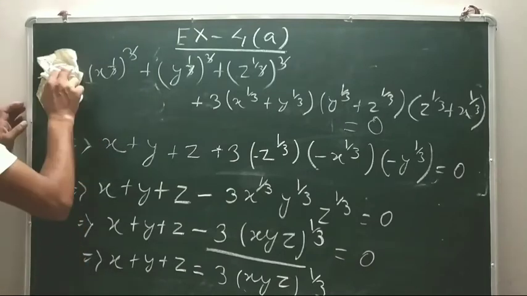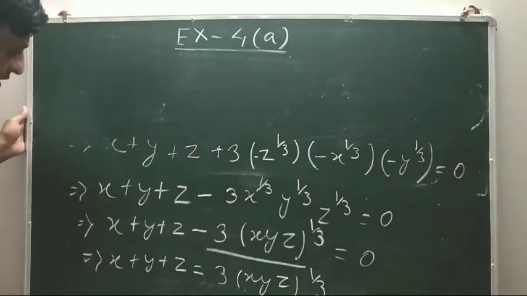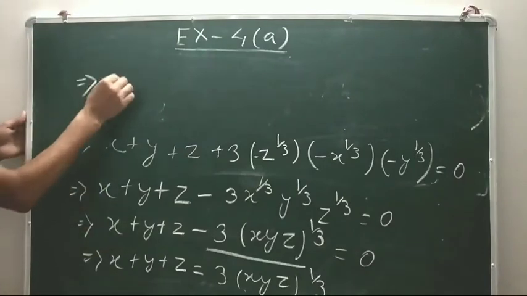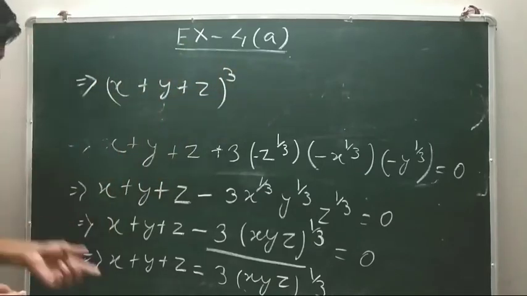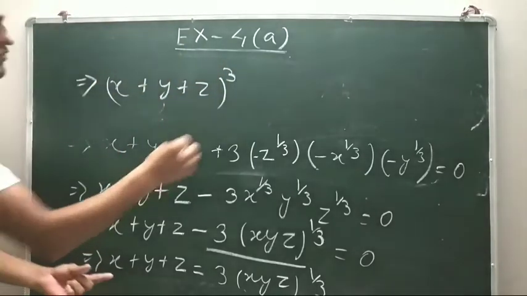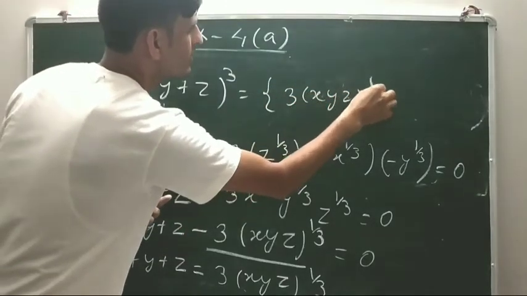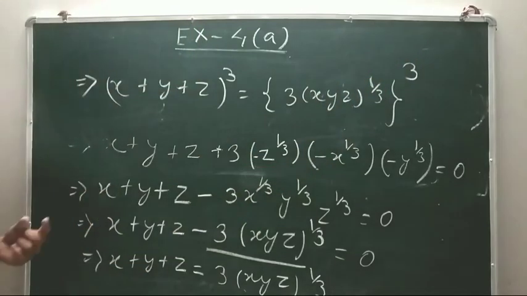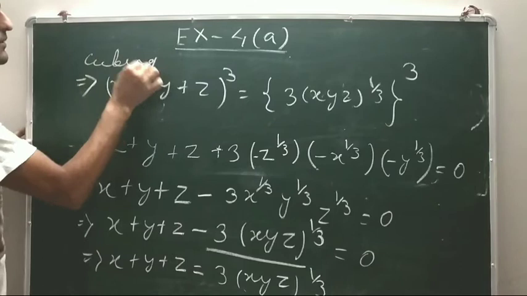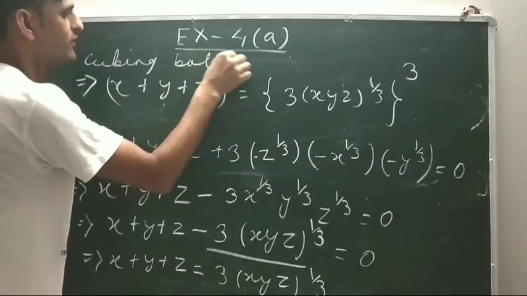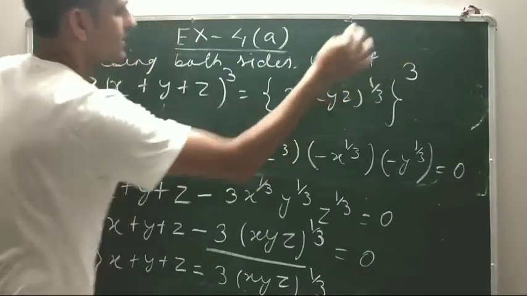Okay students, now let us see how we will get it. We need the answer: (x plus y plus z) whole cube. That means cubing here. That means we must do the cube on that side also. So we have done the cube there also. Cubing both sides. We get this.